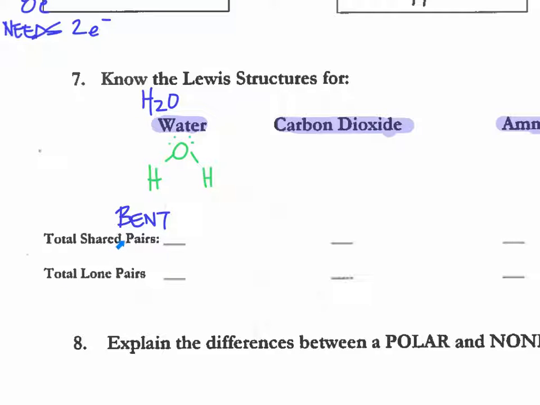So how many total shared pairs? Well, there's a pair that's being shared here. There's a pair that's being shared here. So that's 1, 2, 2 shared pairs. How many total lone pairs, meaning unshared? Well, if these are being shared, that means these dots, these electrons are not shared. So here's a pair. Here's a pair. So that's 1, 2 pair.